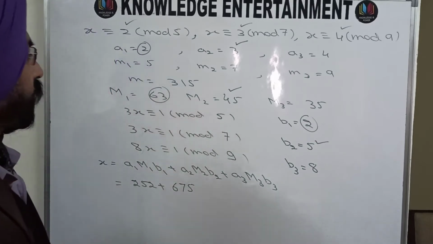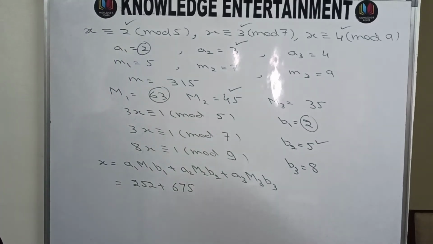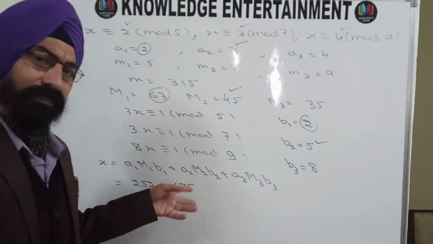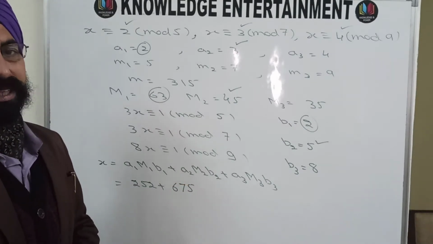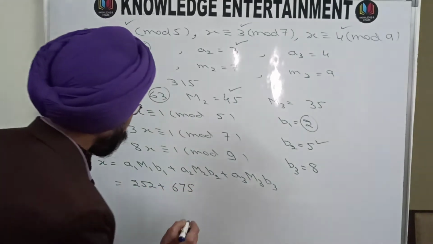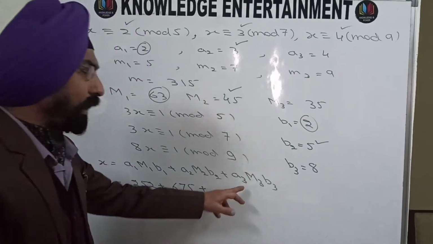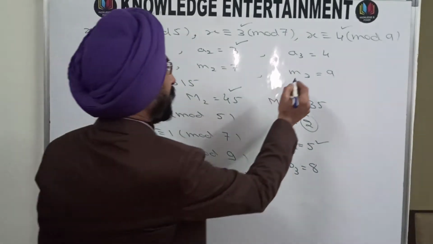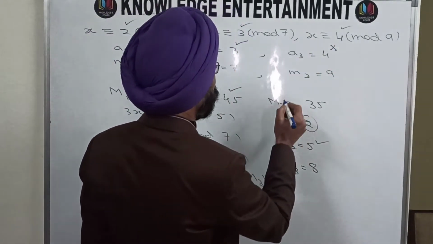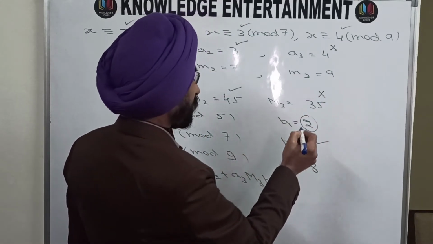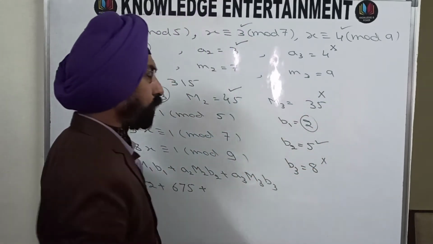675, let me check once again. Yes, I think it is okay. If there is any mistake in the calculation, I think you can correct it. Plus, now A3, M3, B3. So A3 is 4, M3 is 35, B3 is 8.